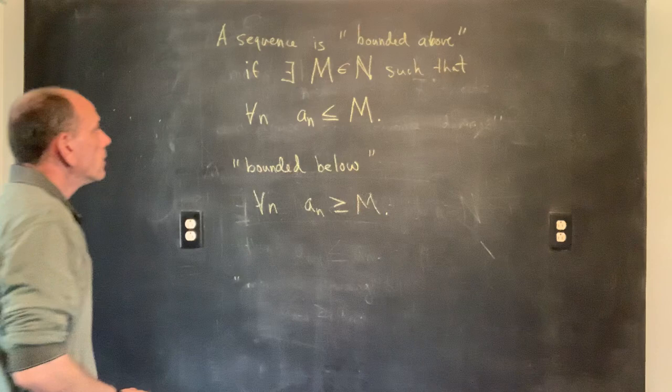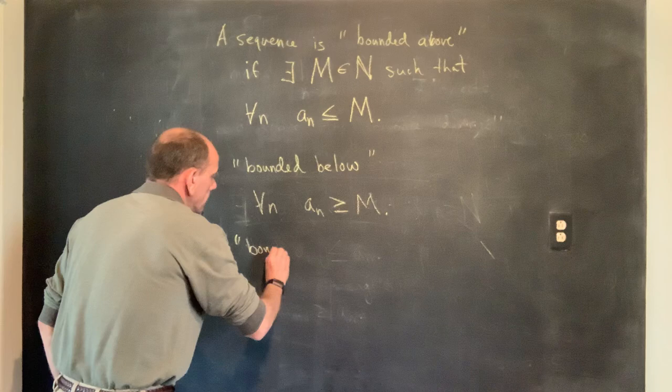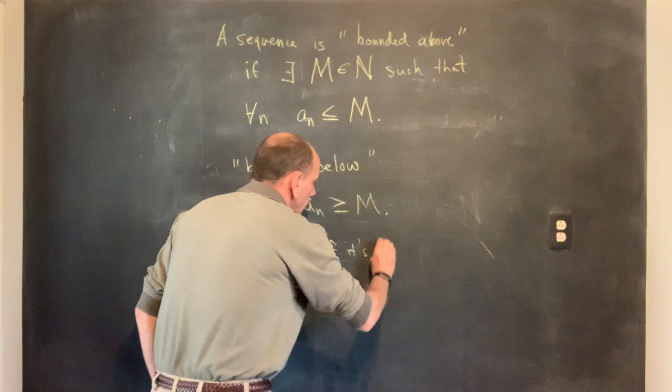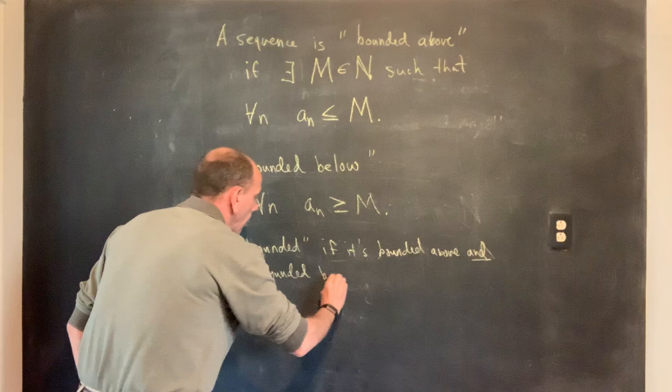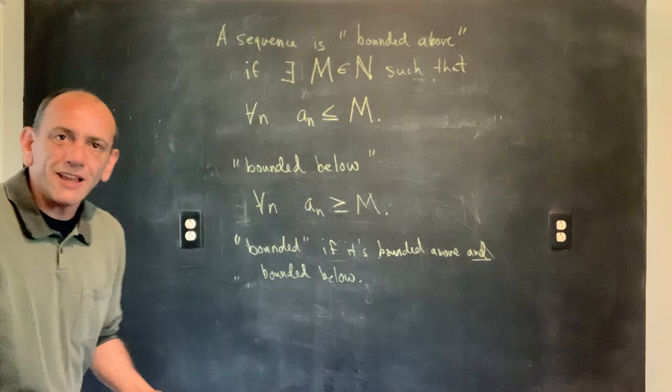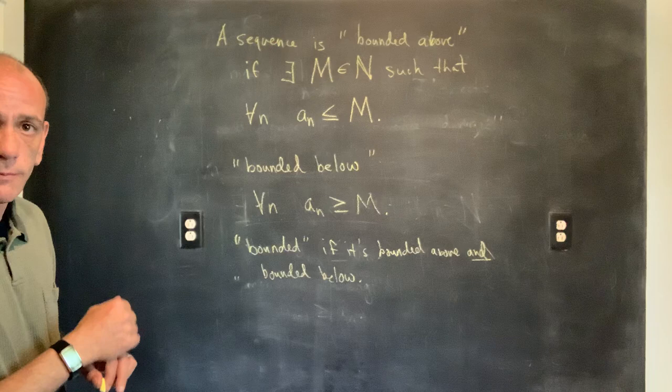Okay, and a sequence is bounded if it's bounded above and bounded below. Then we get lazy. If it's bounded both above and below, we just say it's bounded. The sequence is bounded.